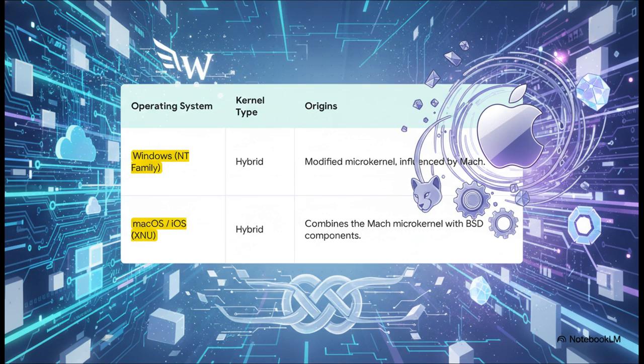Both Windows and Mac OS use what we now call a hybrid kernel. They took the core idea of a microkernel. I mean, Apple's kernel literally has the Mach microkernel inside of it. But for performance reasons, they pulled a lot of the services, like graphics drivers, back into that privileged kernel space. So they get some of that modularity and safety, but with the speed of a monolithic design.